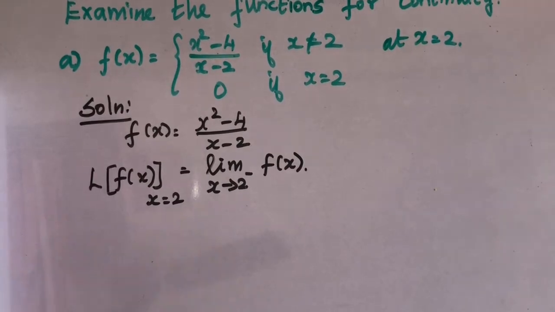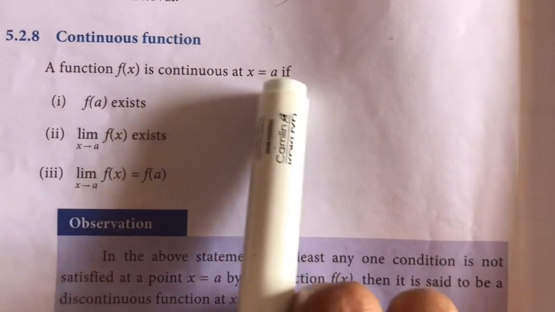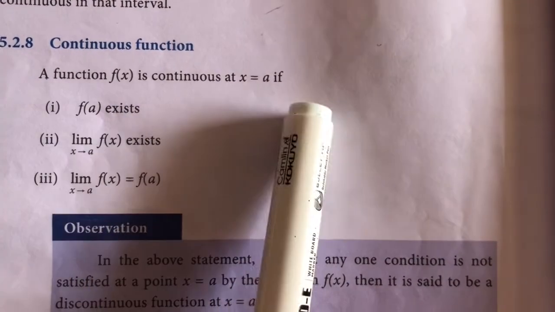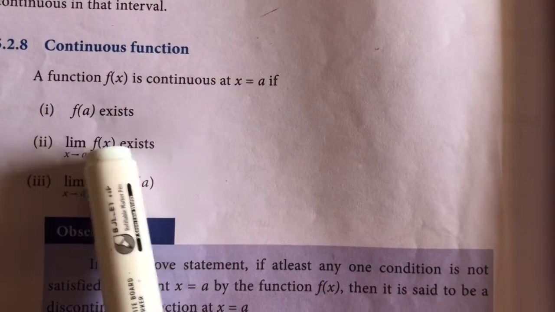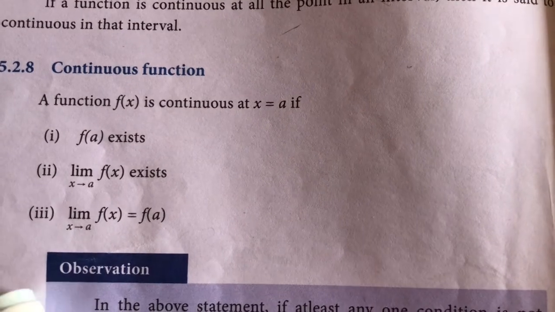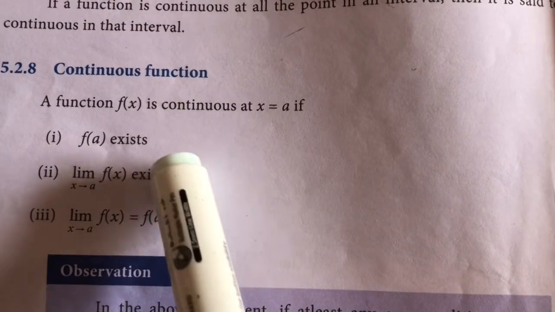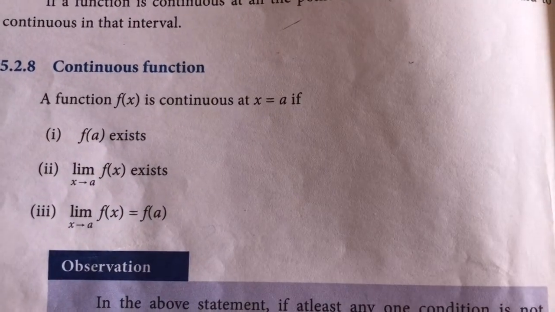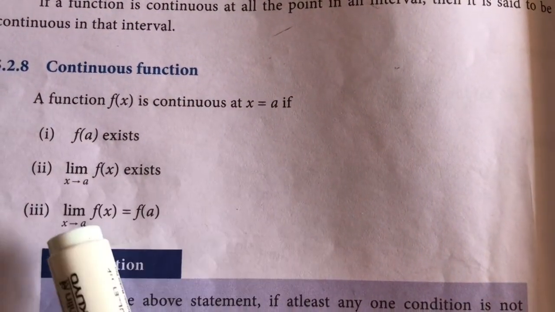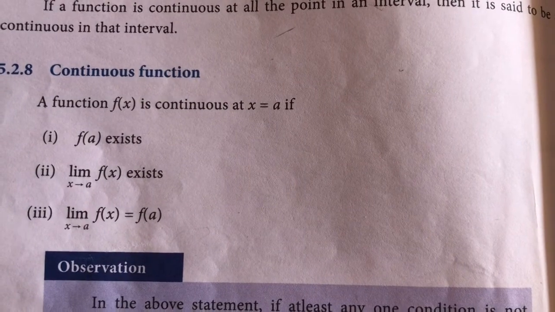To check the continuity, what do we have to do? A function f of x is continuous at x is equal to a if f of a exists. The first point, f of a should exist. Then limit x tends to a f of x exists. And the third point, limit x tends to a f of x should be equal to f of a. First f of a should exist, then the limit of f of x should also exist. Then the first two should be equal. Then we can tell the function is continuous.